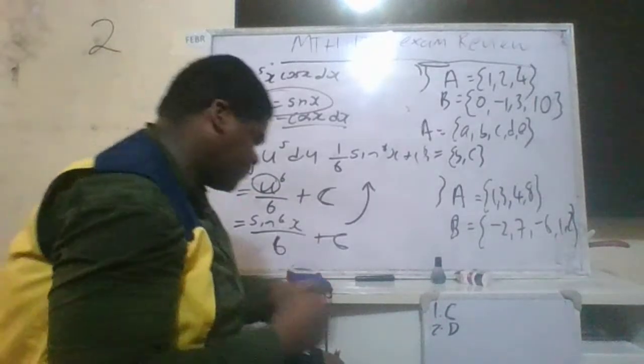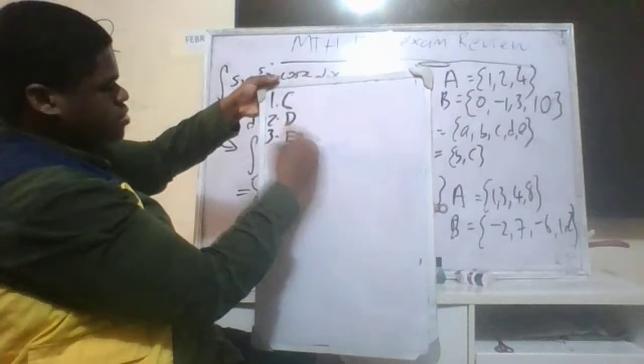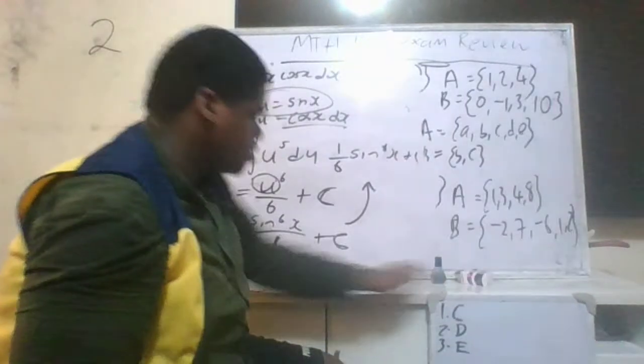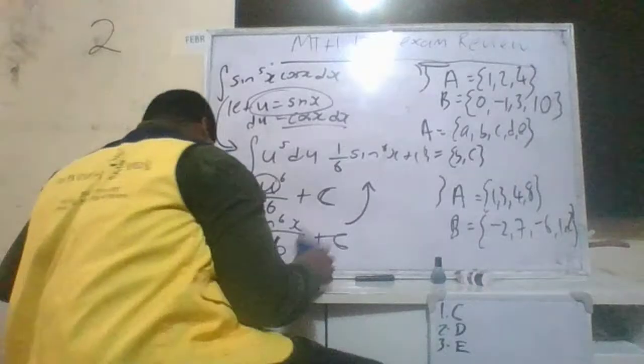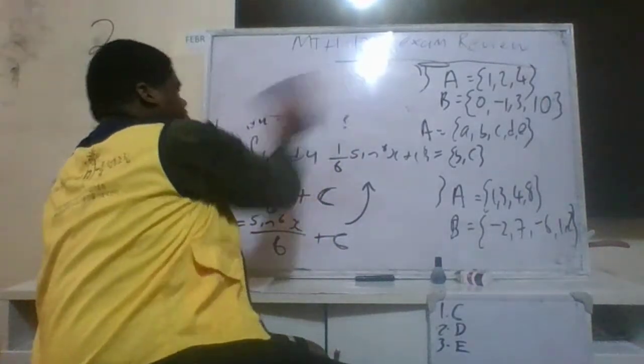Yes, we have option E. Question 3, we have E. Let's go to question 4 now. Question 4 says we should determine the interval on which f of x is decreasing.